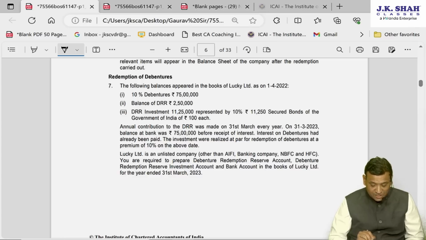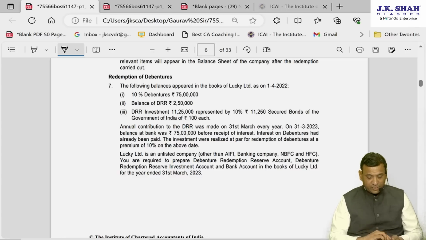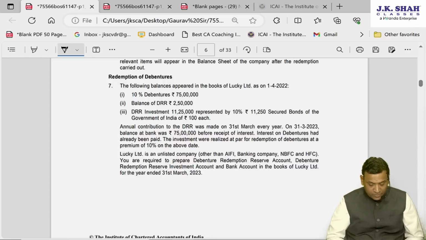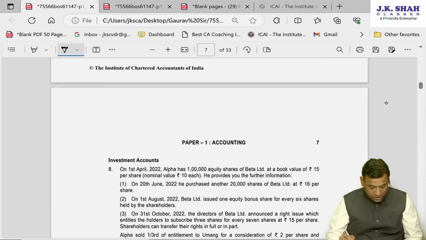On 31st March 23, the balance at the bank was 7,50,000 before receipt of interest. Interest on debentures had already been paid. The investments were realized at par for redemption of debentures at a premium of 10% on the above date. Lucky Limited is an unlisted company other than all India financial institutions, banking company, non-banking financing company and housing finance company, that is HFC, NBFC and AFI. You are required to prepare a debenture redemption reserve account, debenture redemption reserve investment account, bank account in the books of Lucky Limited. Okay, only this much.